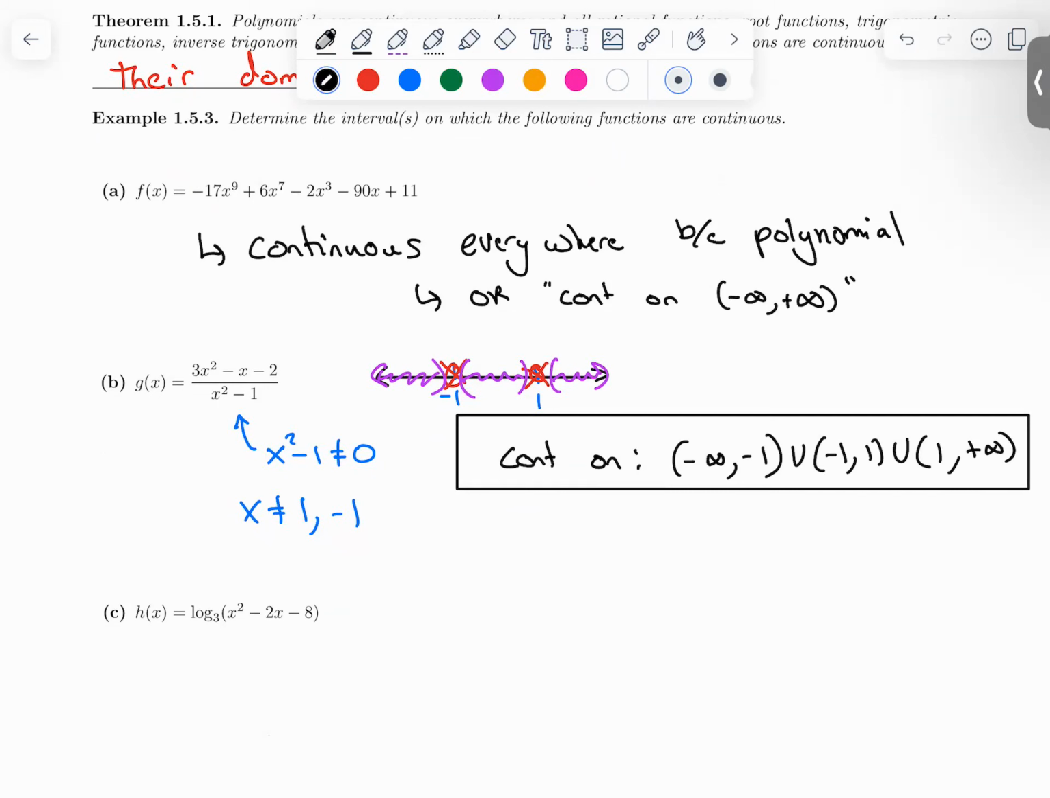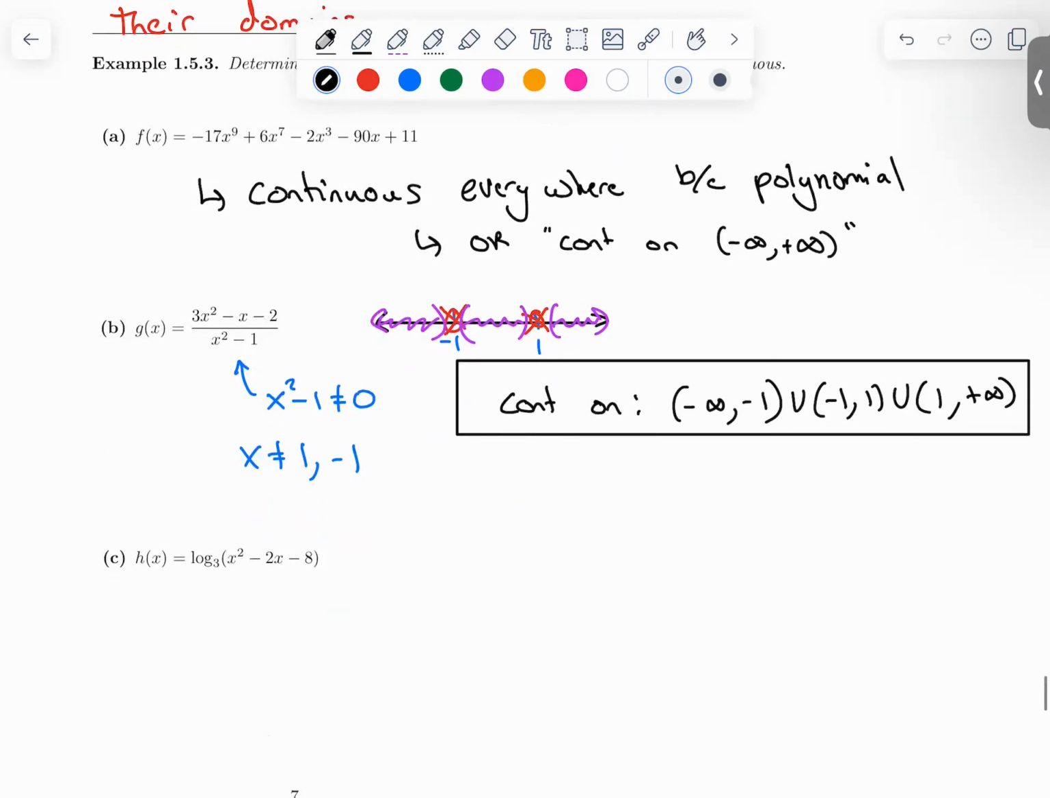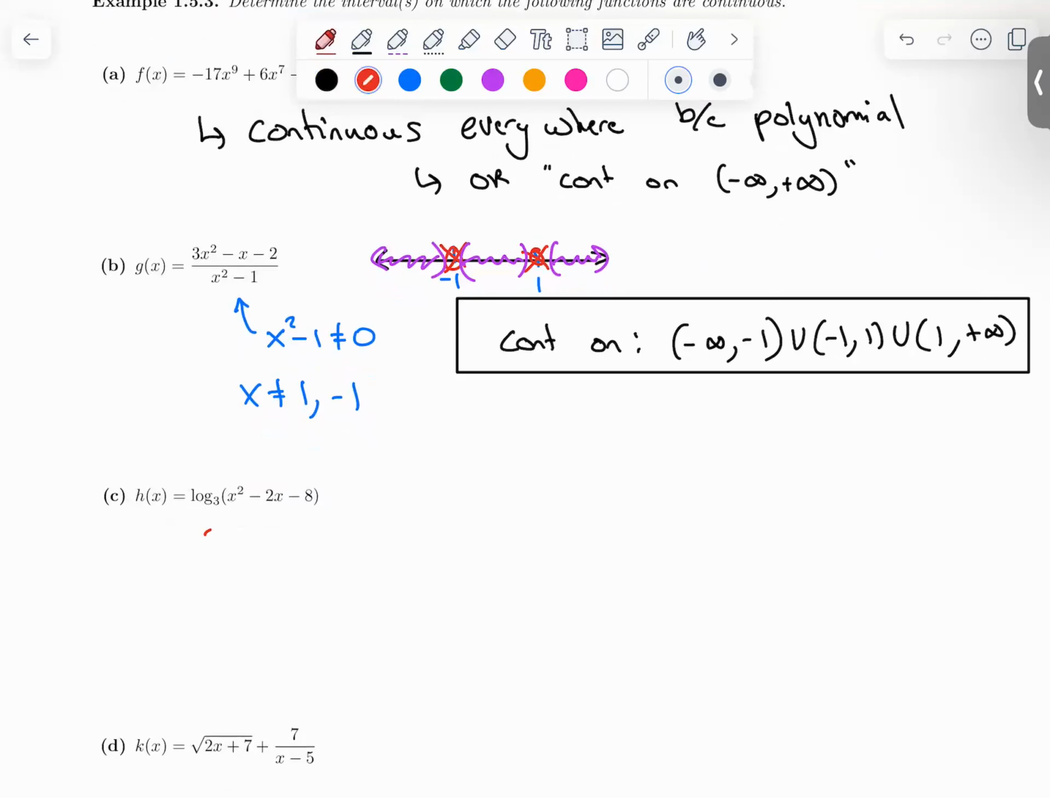Next one. Love this problem because with logarithms, you need it to be positive, right? You can only have the inside be positive in a logarithm. So what we're going to do is make x squared minus 2x minus 8 strictly greater than 0. Does anyone remember what these are? Nonlinear inequality. Best thing ever. Love solving nonlinear inequalities.